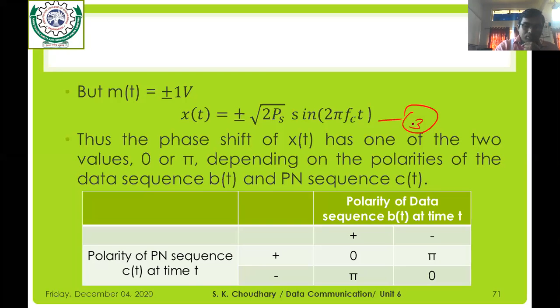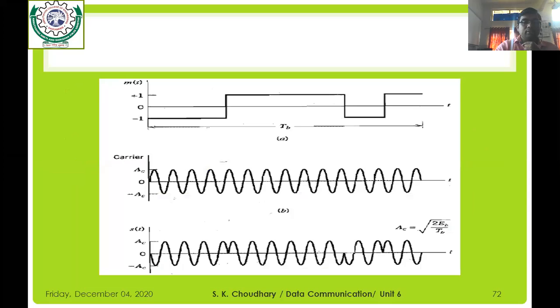Now, this signal would be passed through the channel and then received by the receiver. We have to see the receiver structure of this. Before this, we can also see the waveform. Here I have shown a very simple waveform, that is m(t), a combination of b(t) and c(t), which is again an NRZ signal, but a high bandwidth signal.